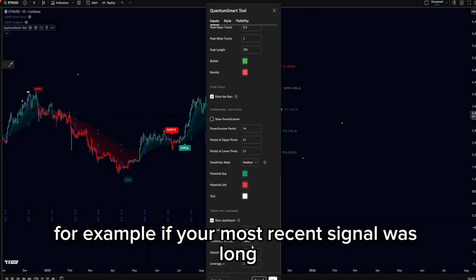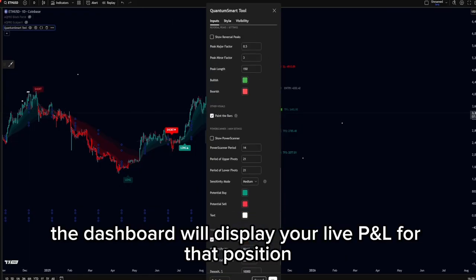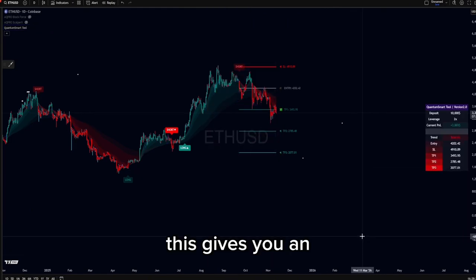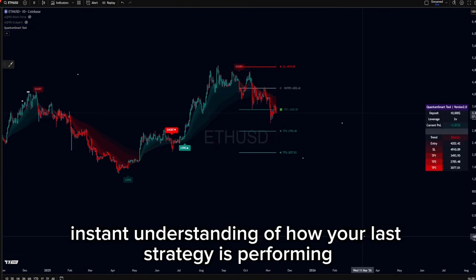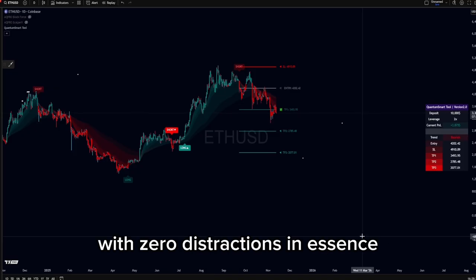For example, if your most recent signal was long, the dashboard will display your live P&L for that position, updating as the market moves. This gives you an instant understanding of how your last strategy is performing, directly in your workspace, with zero distractions.